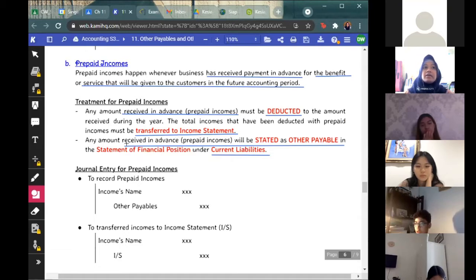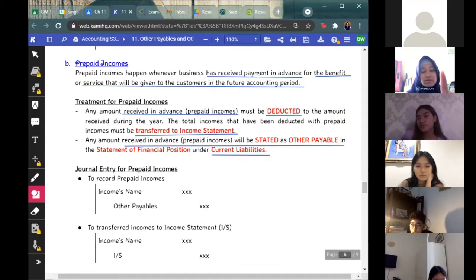And then any amount received in advance or prepaid incomes will be stated as other payable in the statement of financial position under current liabilities. Now, why do we have to record this prepaid income as current liabilities or other payables? Because the business received the payment in advance.